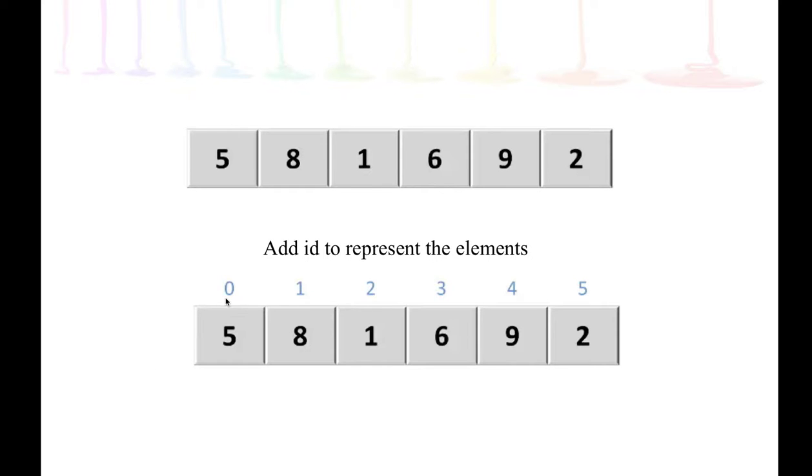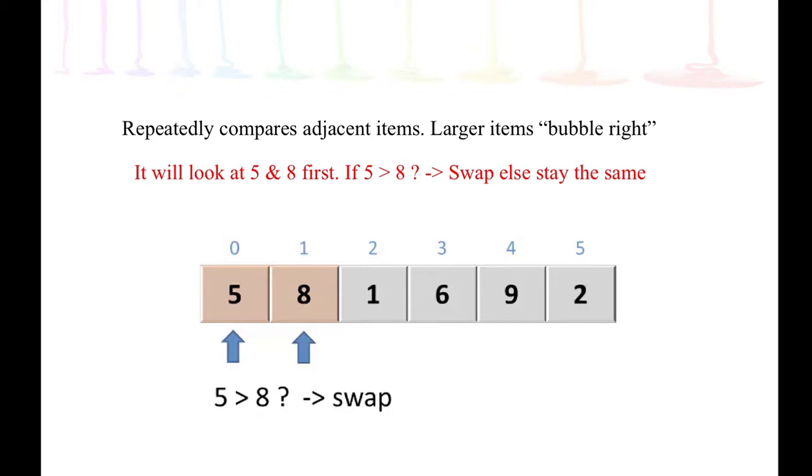So in this example, where you have 0, 1, 2, 3, 4, 5, dealing with programming, you always start at 0 and work your way up. So in an array, if you have a list of values and say 0 equals 5, 1 equals 8, you'll never start at 1 or your program will blow up. So we have an example here. These are the unique IDs. All right, so it repeatedly compares adjacent items, and larger items bubble right.